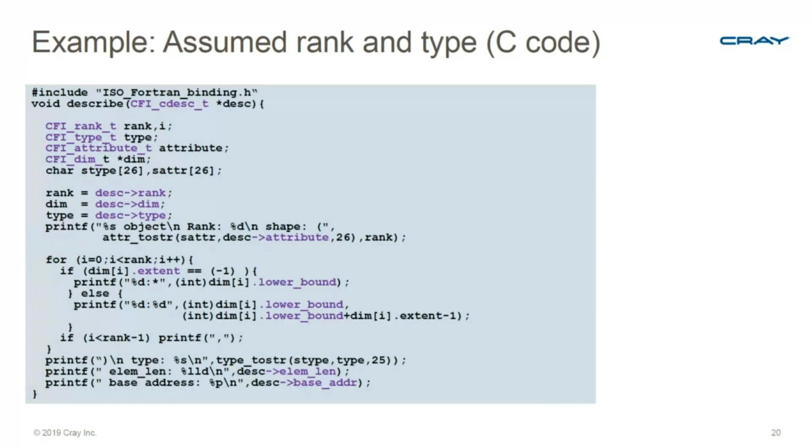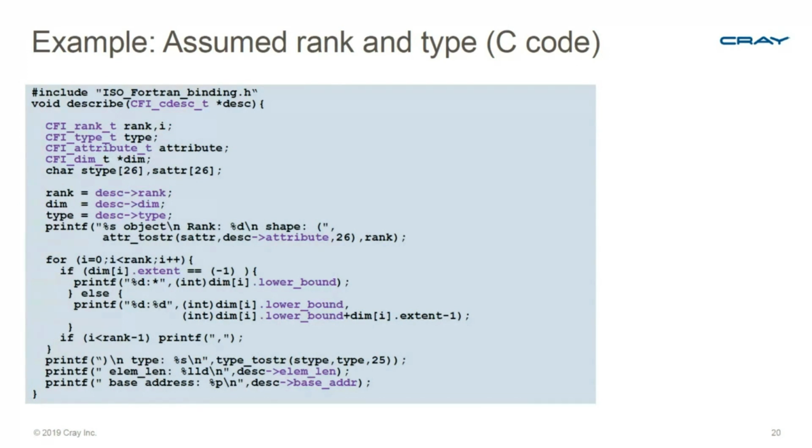So here's some matching C code, and I hope you can read this. The crucial things are the purple colored bits, which are the new features. So notice that the describe routine in C is using something called CFI_cdesc_t. And that was provided from a header file called ISO_Fortran_binding.h. And this is the object that describes the Fortran array or the Fortran scalar, whatever it is, right? And there are various components of that and some types that help you with this. So there's a type that helps you declare a rank, a type, an attribute, a dimension array.